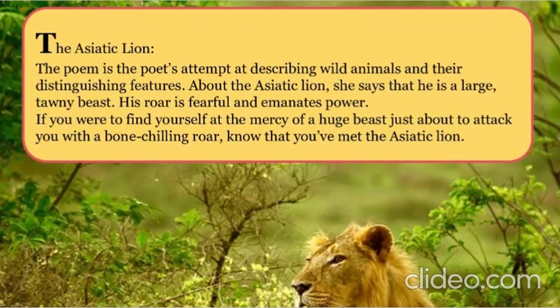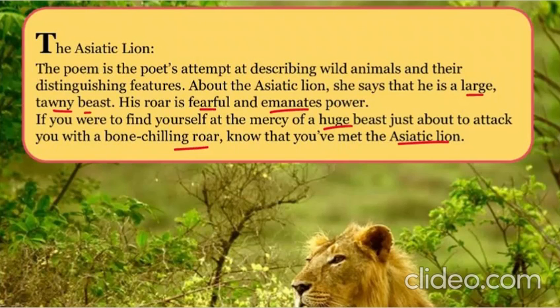First, the Asiatic lion. The poem is the poet's attempt to describe wild animals with their different features. For the Asian lion, Caroline Wells says he is large, a tawny beast, tawny as in yellowish, pale in color, and his roar is fearful and emanates power, emanates meaning displays power. If we find ourselves at the mercy of a huge beast just about to attack us with a bone chilling roar, we have to know that we have met the Asiatic lion.